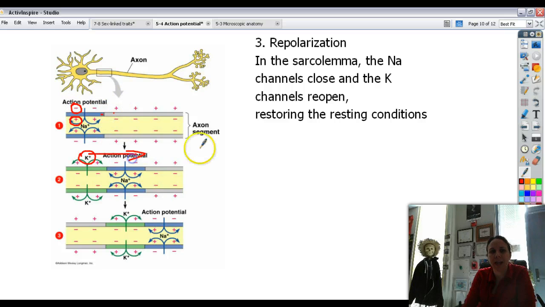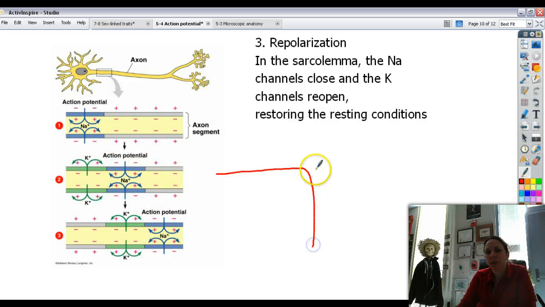You can see it flowing down in this direction, but look what happens. The positive goes back to the outside, the negative goes back to the inside. This keeps on going until you hit the end of the cell. Once you hit the end of the muscle fiber, it just stops. Now what we're going to be learning next is that if this is a muscle fiber, what are these little areas right here?